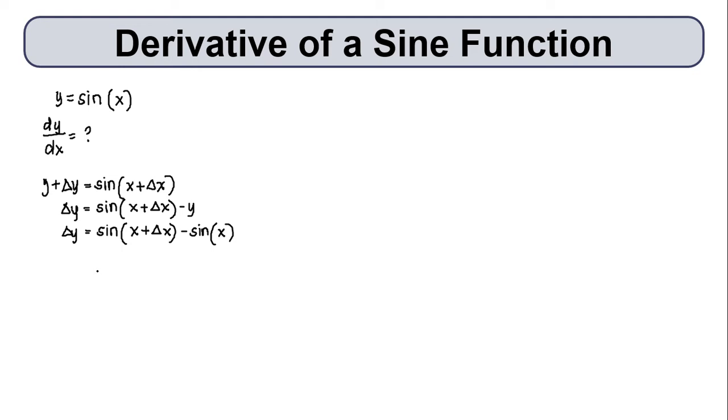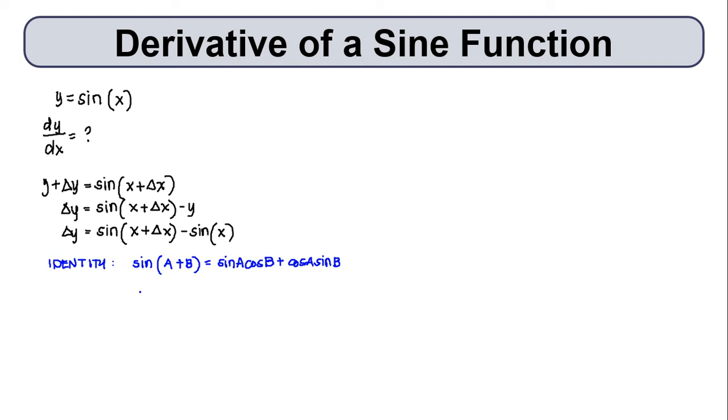Now, what we are going to do is to expand itong ating sine of x plus delta x using the identity. Okay? So, remember yung ating identity or formula natin ng sine of addition, a plus b. Okay? So, equal ang sine of a plus b, equal yan sa sine ng a, cosine ng b, plus cosine ng a, and sine ng b.